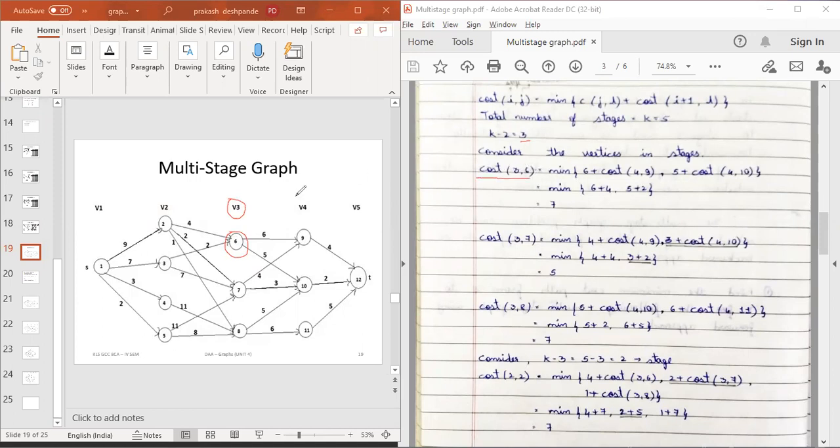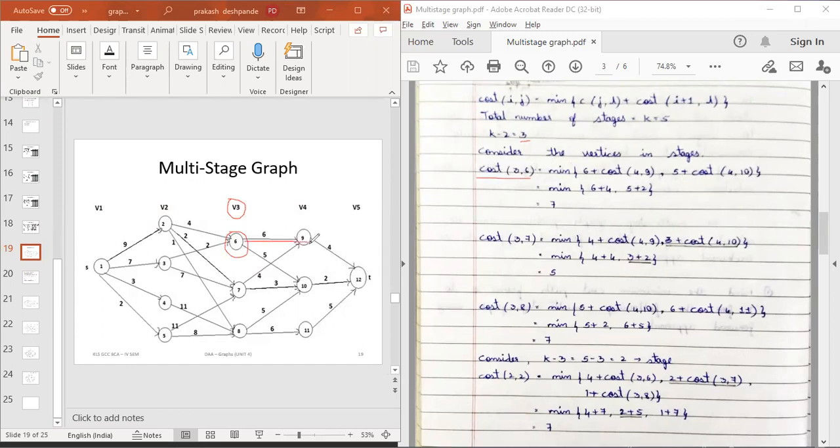3 means the stage, that is third stage. 6 means it is the J value. J means the vertex number. So this is vertex number 6. So cost of this means from here, if I want to reach the destination, then there might exist 2 different paths.